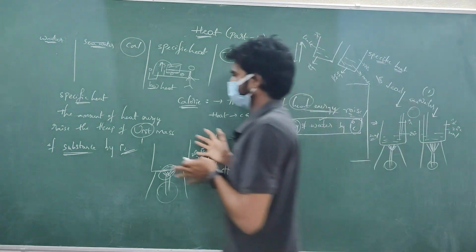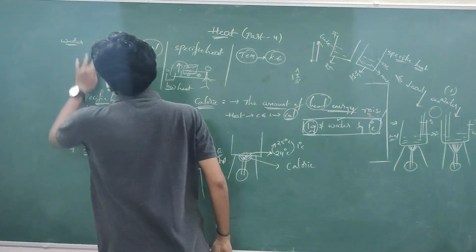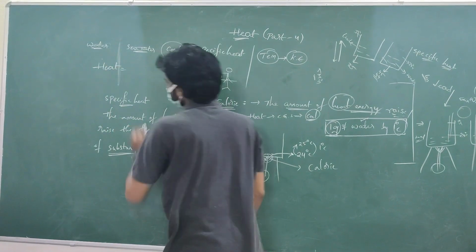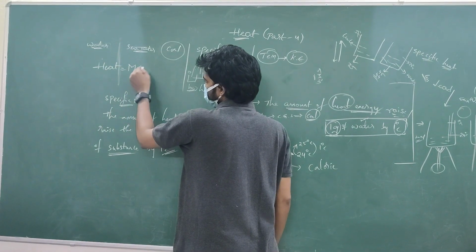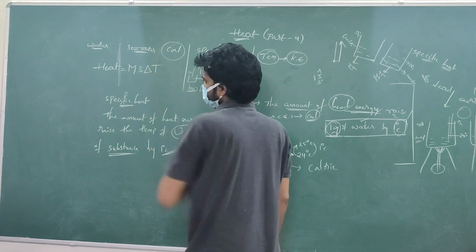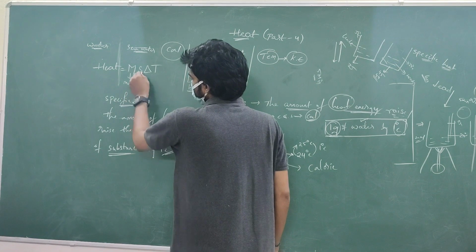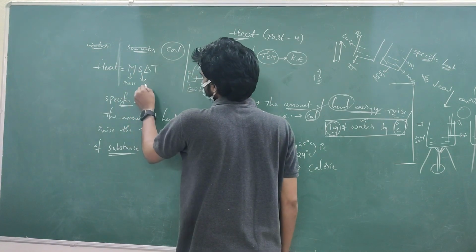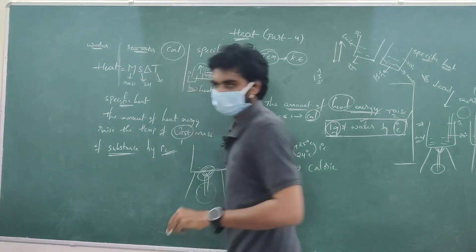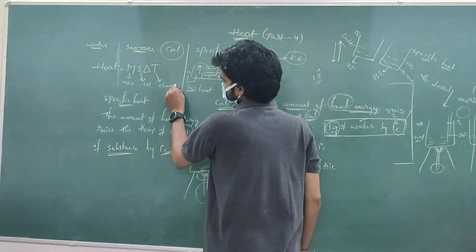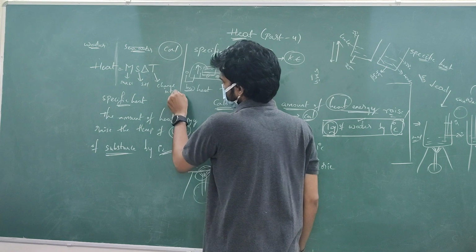So normally, I think you guys know about the heat. Heat has a formula. Heat is equal to m s delta T, right? Here m represents mass, s represents specific heat, and delta T represents change in temperature. Change in temperature. Okay.